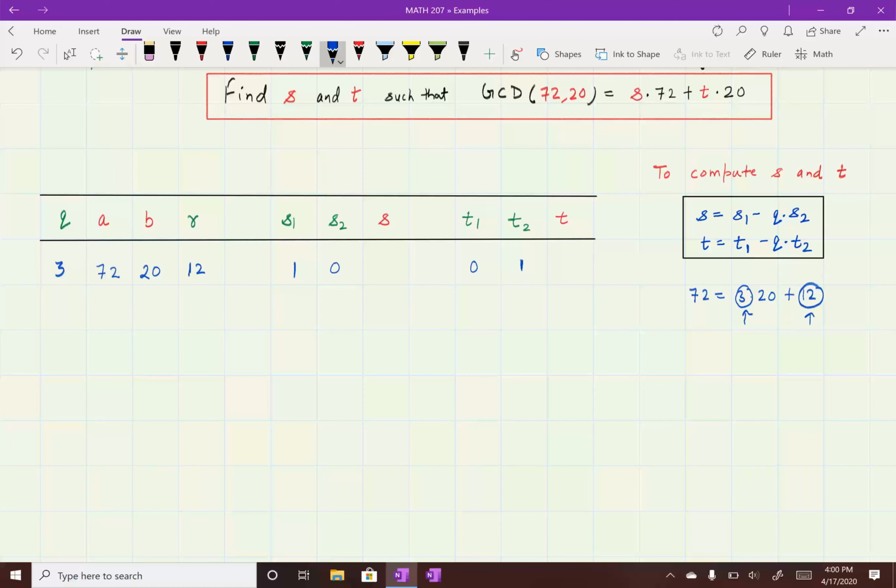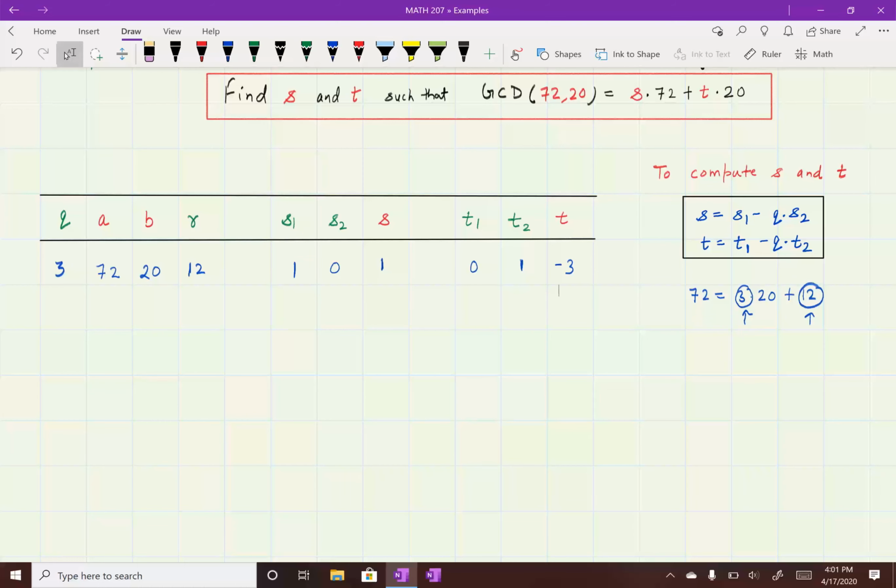Then corresponding to the value of q, s1 and s2, if you use this formula that s can be computed by s1 minus q times s2, the value of s is going to be equal to 1. And the value of t, based on the values of t1, t2 and your quotient q at that step, is going to be equal to minus 3. So this way we can fill up the first row of this table.